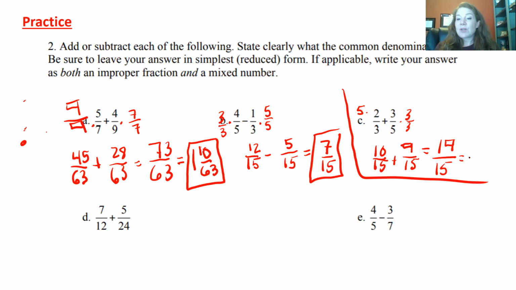How many times will 15 go into 19? It'll go 1 time with 4 left over. So our final answer is 1 and 4/15.